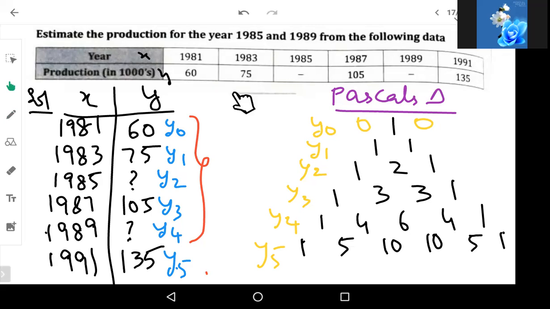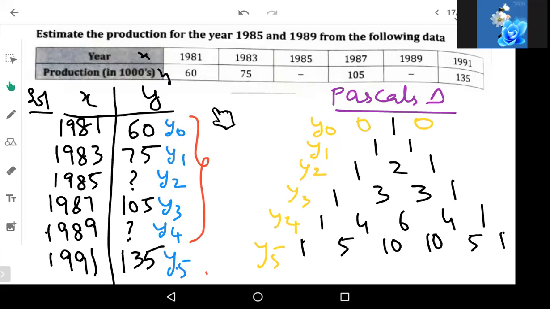So here, the first step of naming them from y0 till y5 and solving the Pascal triangle from y0 to y5 is as usual. Now when it comes to solving the equations, check how many data we know. That is 60, 75, 105, 135. So we know only 4 data. So the known values are 4. Therefore, (y minus 1) to the power 4 is equal to 0.